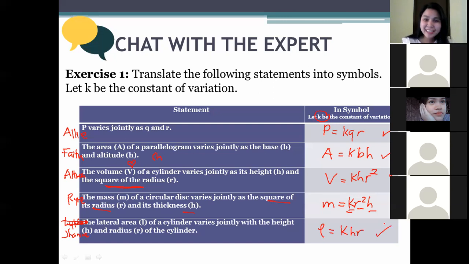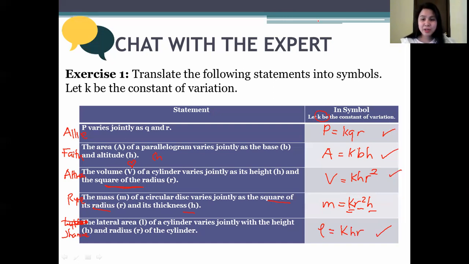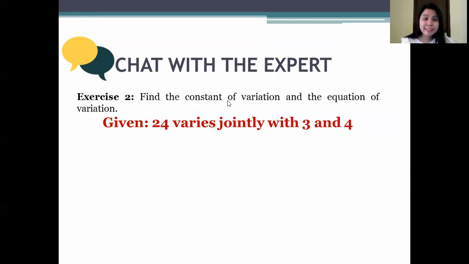Thank you so much, Ali, Faith, Althea, Ryan, and Janine for the answers. So you see, it's just as simple as writing direct variation, but there are two or more variables. Now let's go to finding the constant of variation. The first one, we find the constant of variation and the equation of variation given 24 varies jointly with 3 and 4.